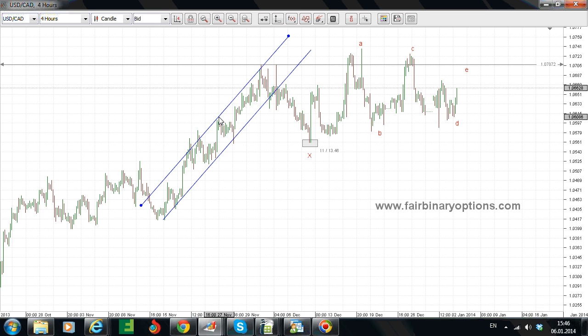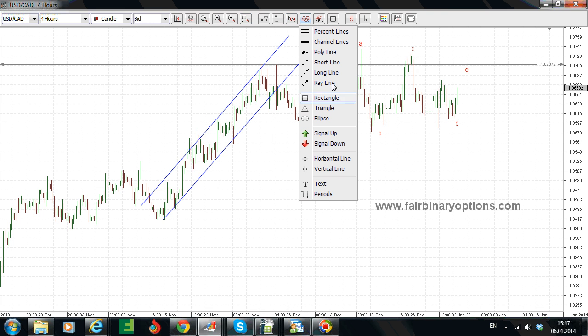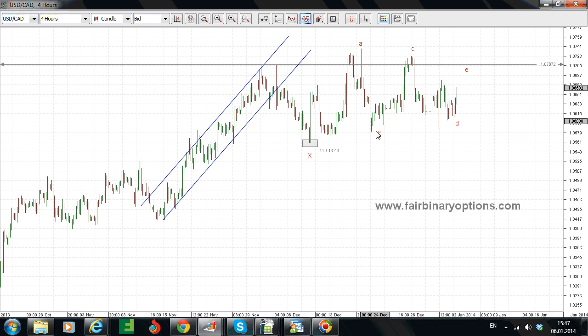Well, if this is a corrective wave, then we're looking for something still like an ABC, X, and then another ABC. And with this X here, we are looking for this contracting triangle to travel between the A and D, and A and C, and B and D trend line. So A, B, C, D, like this.